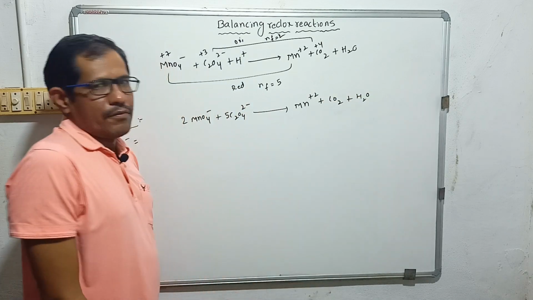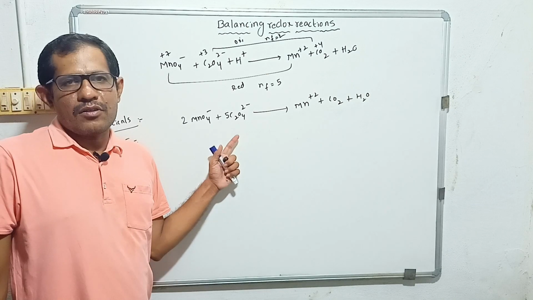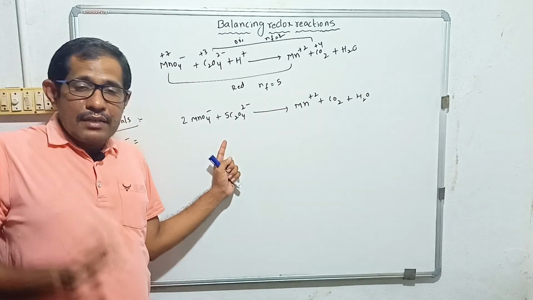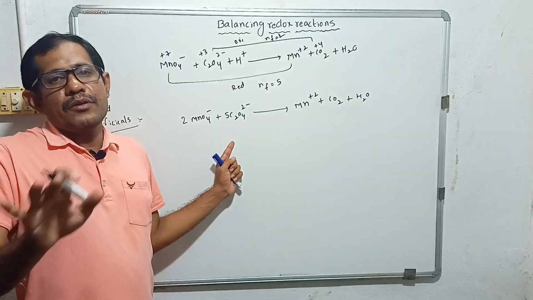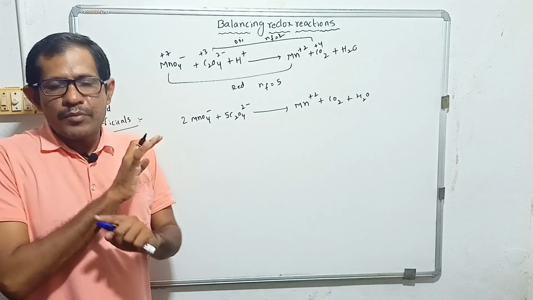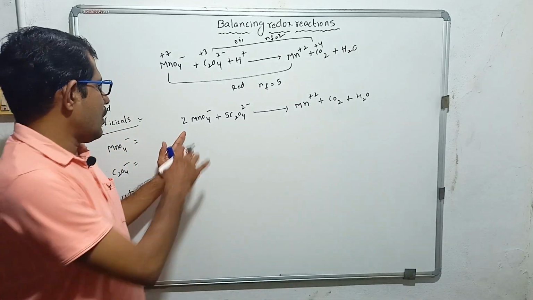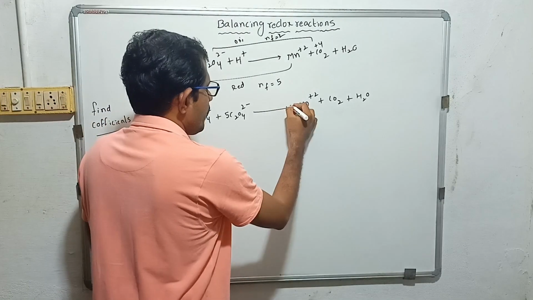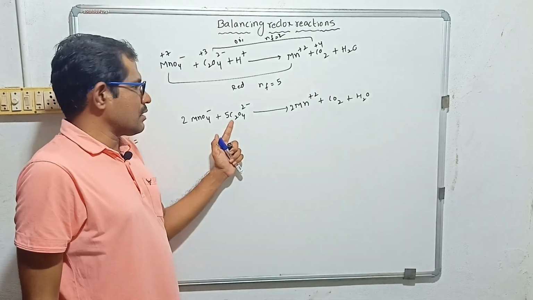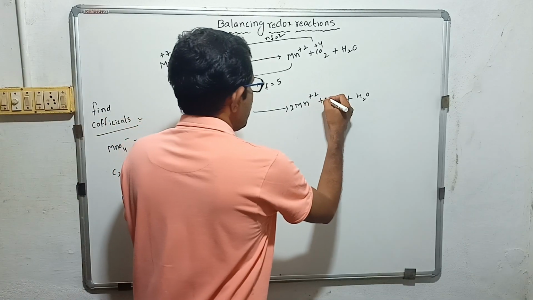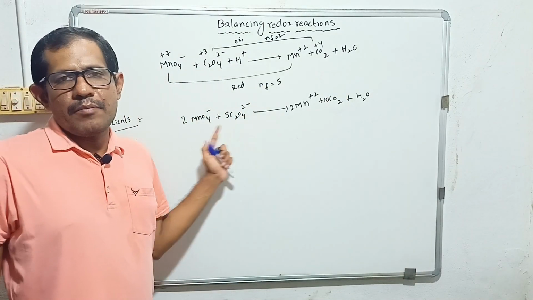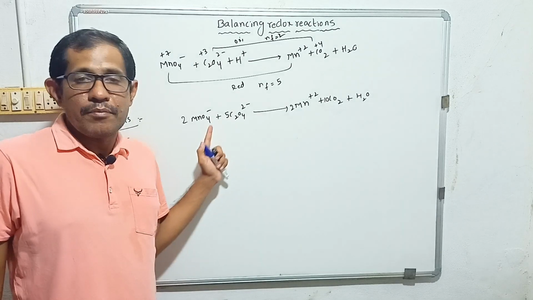What I told you: first balance the atoms other than hydrogen or oxygen, then balance oxygen atoms, and finally balance hydrogen atoms, then mistakes won't come. First, how many manganese are there? 2. So I am going to put 2 over here. How many carbons are there? 10. So I am going to put 10 over here. So manganese and carbon atoms are balanced.